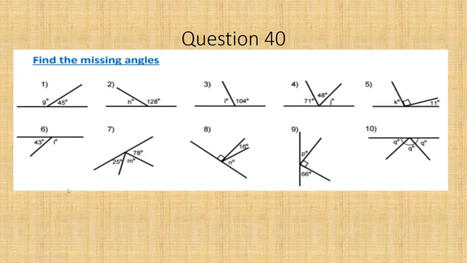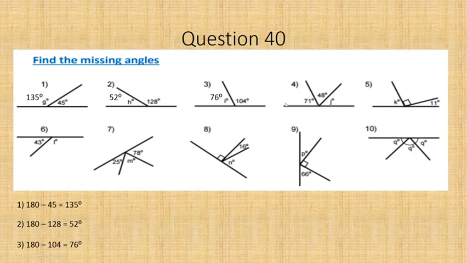So I will just make the inverse operation. So it's 180 minus 45. So the answer is going to be 135. And here for question number 2, it's the same thing. 180 minus 128, it's going to be 52. The third question is the same thing. It's 180 minus 104, so it's going to be 76.